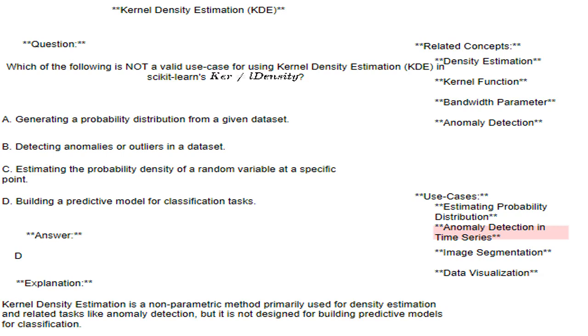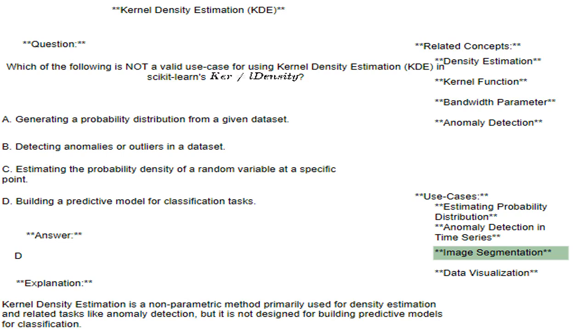Anomaly detection in time series. KDE can detect unusual spikes or dips in time series data, like network traffic or sensor readings, indicating potential network failures or system malfunctions.